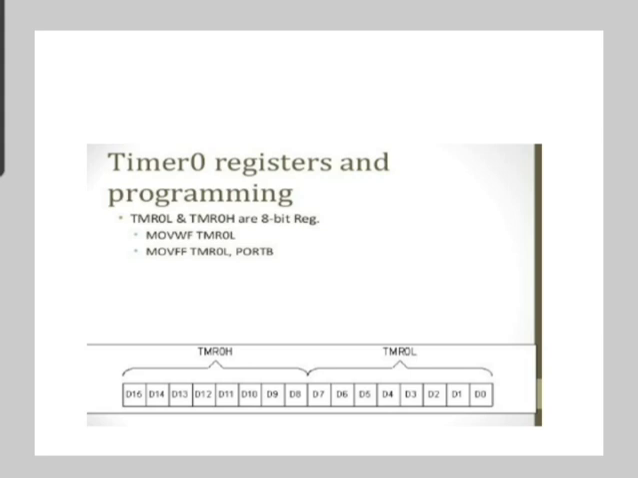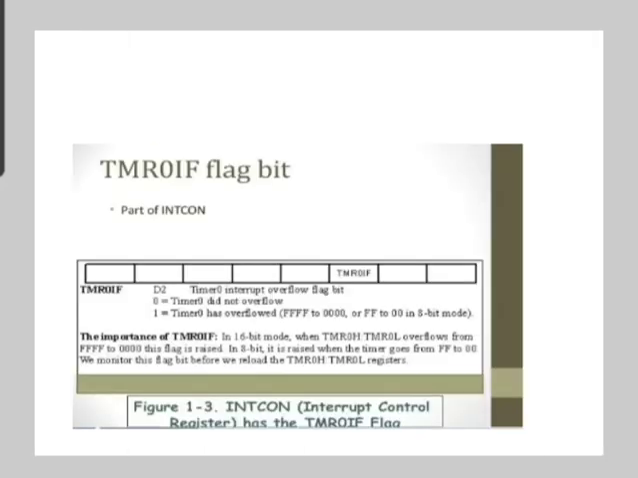Now the timer 0 register has a timer 0 H and timer 0 L. Timer 0 L and timer 0 H are 8-bit registers. So, MOVWF TMR0L, MOVFF TMR0L, PORTB. These are the examples.